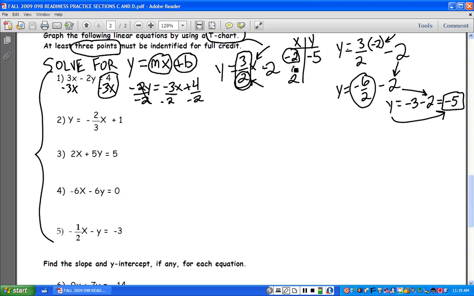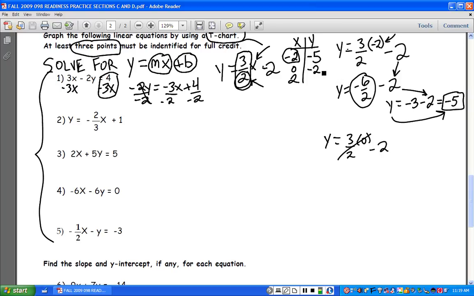So now you do the same thing, plug in a 0 for x. So y equals 3 over 2 times 0 minus 2. And we know 0 times anything is just 0, so we can just cancel all of that, and you're stuck with y equals -2.